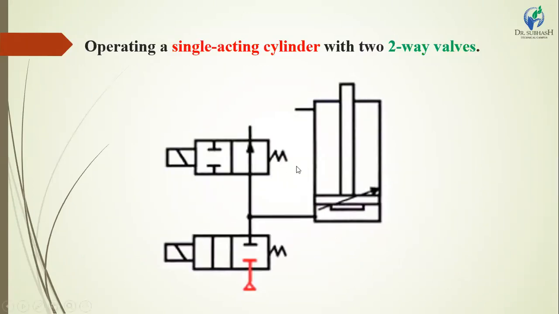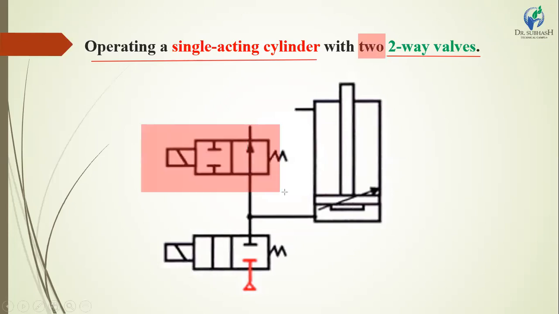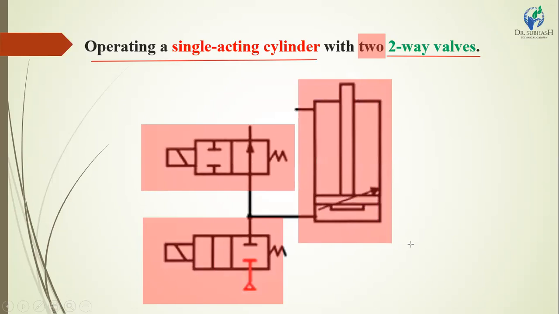The next is operating a single acting cylinder with two-way valves. Here the number of two-way valves used is 2. The first is a two-way valve, this is the second two-way valve, and this is the single acting cylinder.